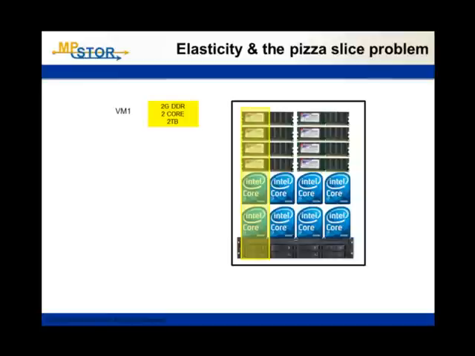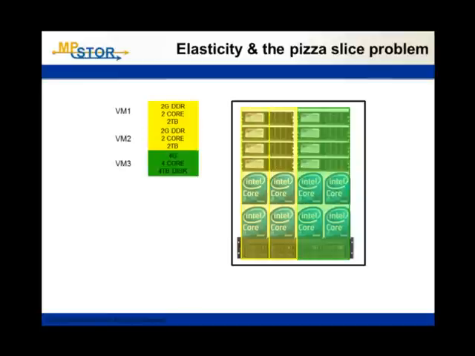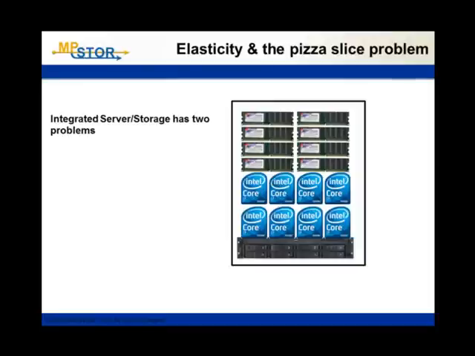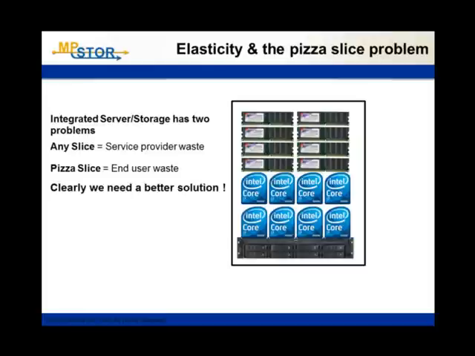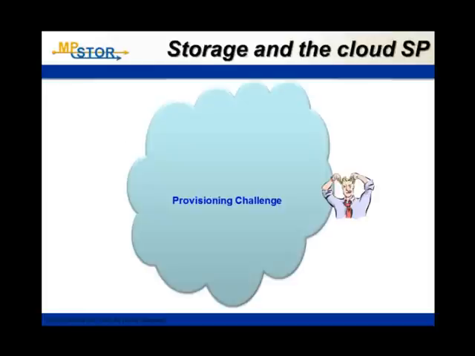So typically what providers do is they give a pizza slice, a slice of the box to a user. And that way there is no wastage. However, the user does wind up having to take a virtual machine that's perhaps not right-sized for his application. So integrated service storage has two problems. One, if you pick any slice, then the service provider is going to have waste. And if you force the user to have a pizza slice, then the end user will have waste because his virtual machine may not be right-sized for his application. So you need a better solution.